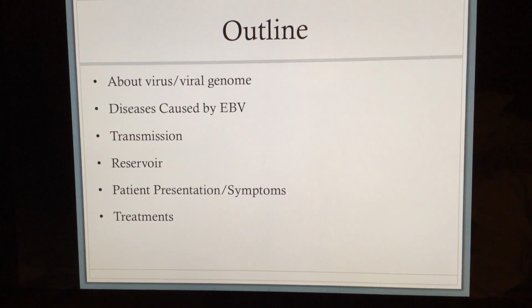So here's an outline of what I'll be discussing. First, I'd like to talk about the virus and the viral genome. Then I will lead into what diseases are caused by the Epstein-Barr virus, how the virus is transmitted, and then the reservoir for how the virus is spread. And then I will be talking about patient presentation and symptoms and possible treatments for the Epstein-Barr virus.